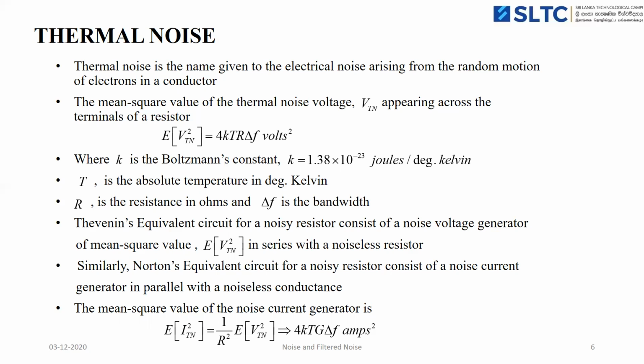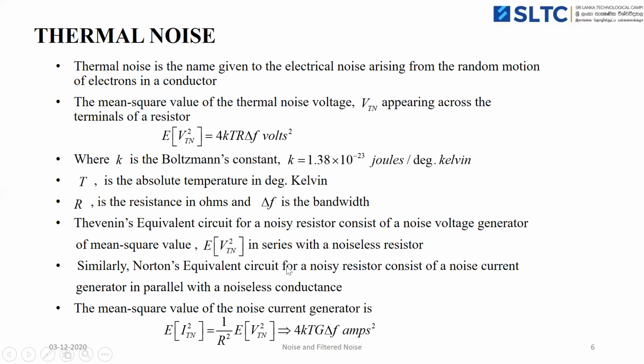For measuring thermal noise, in this case we consider simple resistors. In that resistor thermal noise is occurring, and we can draw the equivalent model for a resistor by using either Thevenin theorem or Norton theorem. By using these two theorems, we can draw the equivalent circuit for a noisy resistor. The equivalent circuit using Thevenin theorem consists of a noise voltage generator in series with a noiseless resistor.